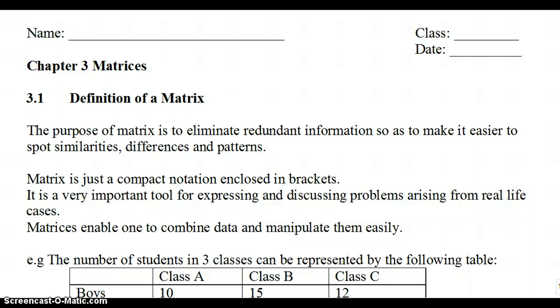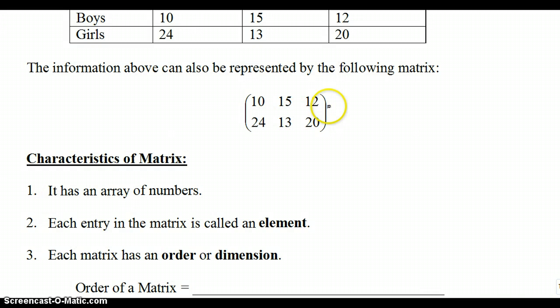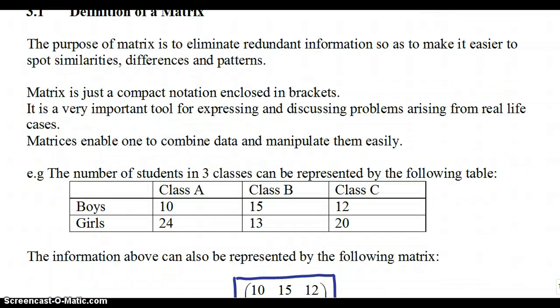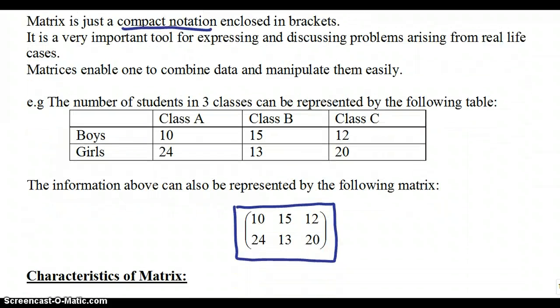Now you realize a matrix, I'm going to scroll down a little bit, is something of this form here. You should have seen it like this. It is made up of rows and columns, and like I mentioned in the worksheet, it is really just a compact notation enclosed in brackets, and it helps us to express information very clearly and to eliminate redundant information. So how do we actually express data in the form of matrices? Let's look at an example here.